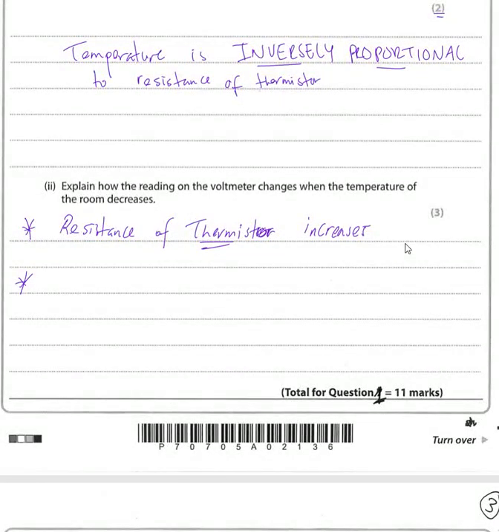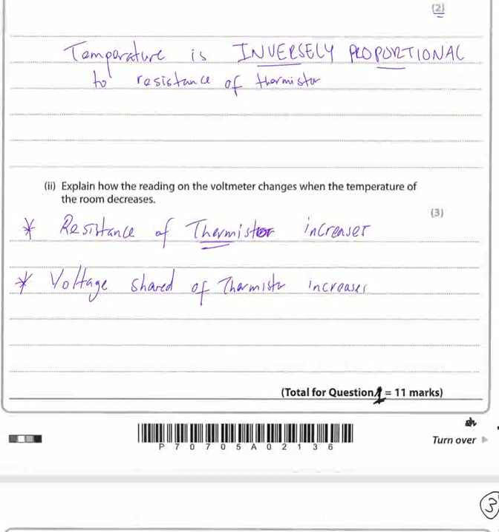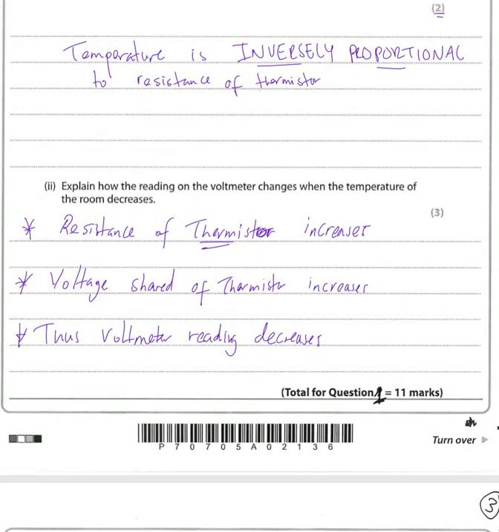If this goes up, what is going to happen? Okay, so the thermistor increases, thus the voltmeter reading decreases.